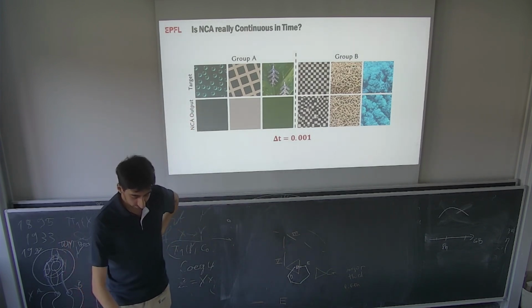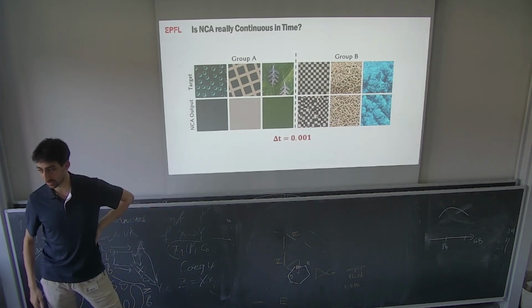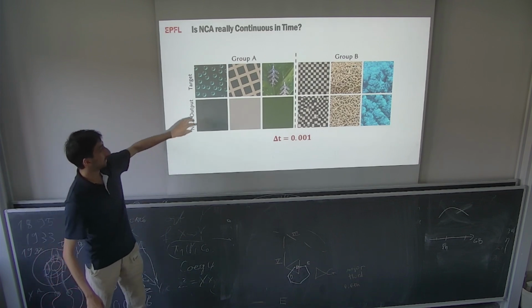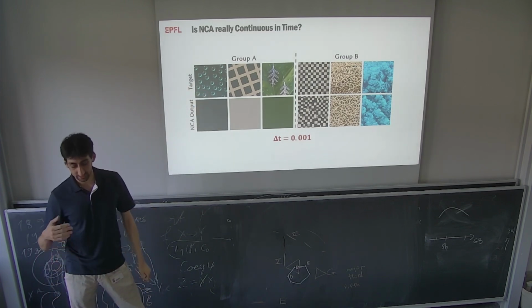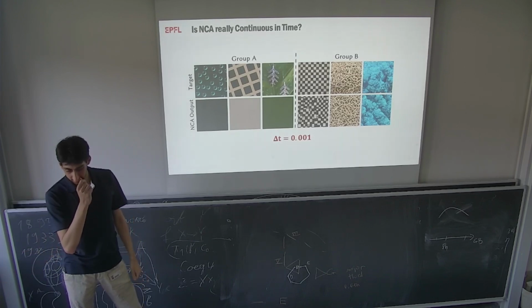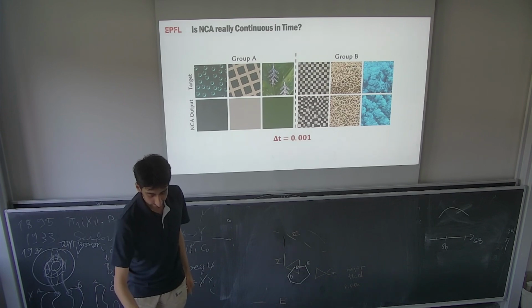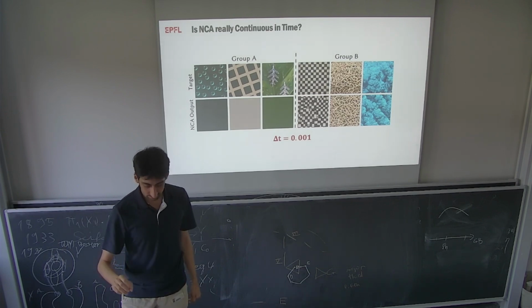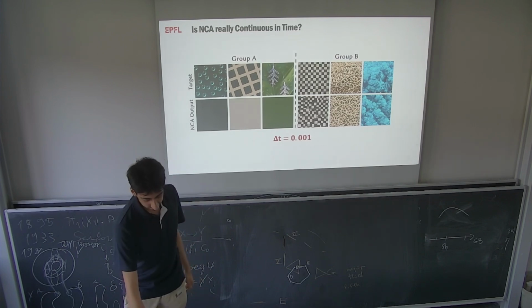I'm not quite sure about this, but my hypothesis is that this is somehow related to solitons. If there are solitons in the pattern, the NCA is not continuous. Actually, it needs that discrete. It just works with the time step discretization that it saw during training.